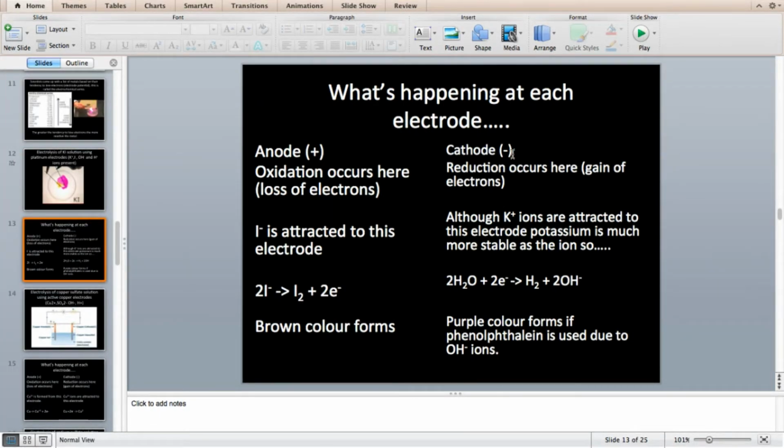Then at your negative electrode, girls, although potassium ions are attracted to this, they're very happy ions, they're very stable ions. So therefore, here you get what's called the splitting of water. So you get water gaining electrons to form hydrogen bubbles and also OH minus ions.